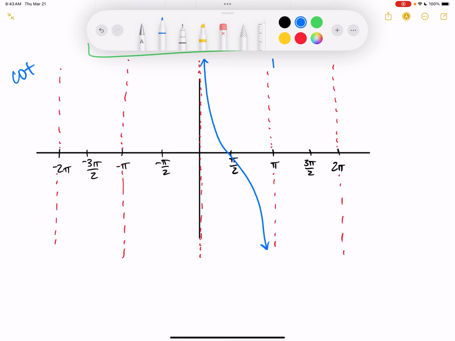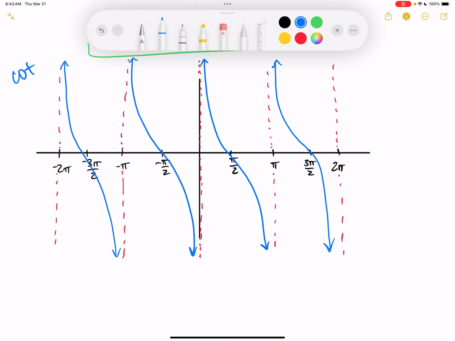Then over here, come down. Oh, I missed it. 3 pi over 2, and goes down like that. So this one is just flipped from tangent, basically.